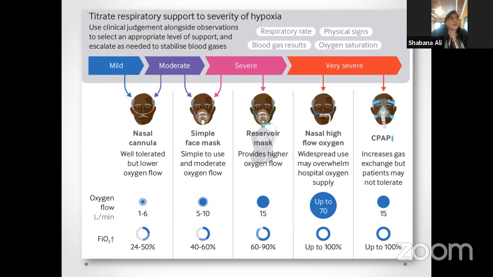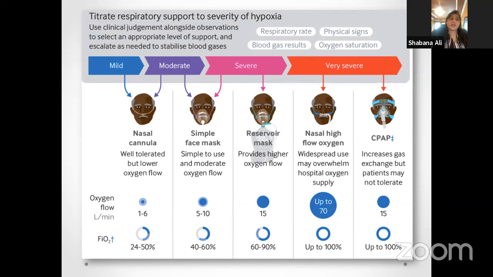So the partial rebreather mask looks like a simple face mask, but it is connected to a plastic reservoir bag, which is filled with a high concentration of oxygen. That mask has just one one-way valve system that prevents exhaled air from mixing with the oxygen in the reservoir bag, which is pure oxygen. So when you inhale, you breathe in oxygen from the reservoir bag when you use a partial rebreather mask.